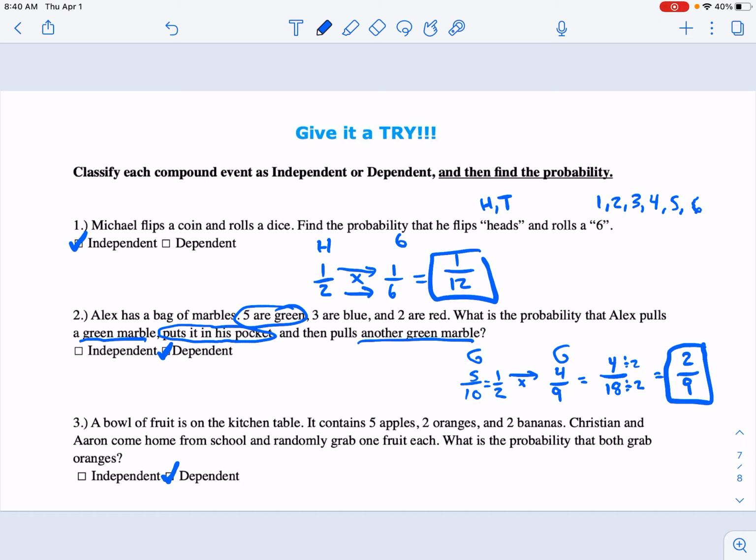So the first time, we want to find the probability of an orange, and then the second time, probability of an orange. So the first person has 2 oranges to pick from out of 5 plus 2 plus 2, 9 total. Now the second time, if the first person took an orange, there's only 1 orange left, and there's only 8 pieces of fruit left. So if we multiply across, 2 times 1 is 2, 9 times 8 is 72. Since they're both even, we can simplify by 2, and there's a 1 out of 36 chance that they both grab an orange. All right, so that's going over independent and dependent probability.